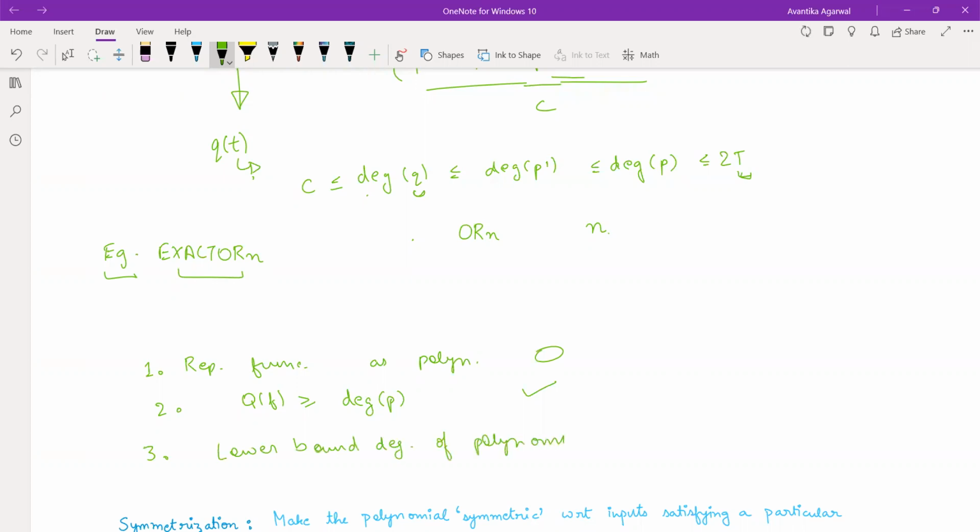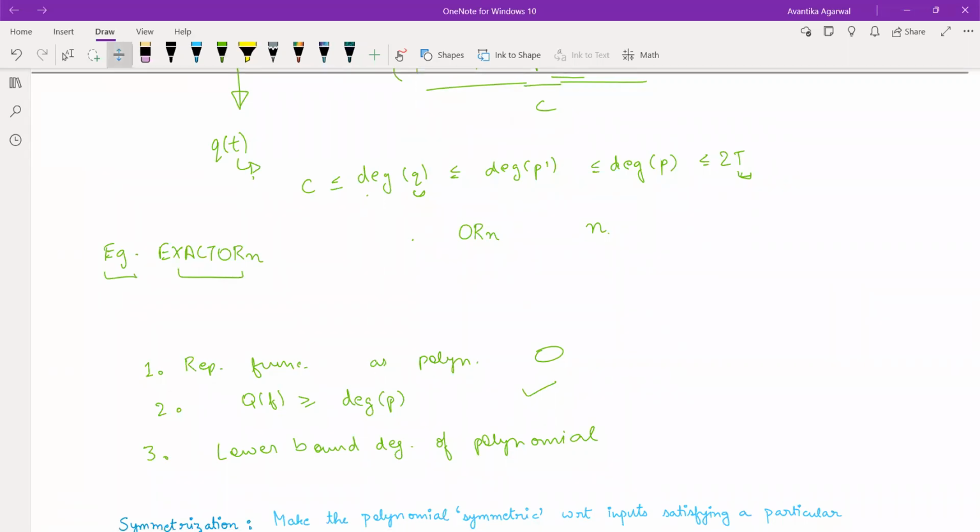Any method that we know which can lower bound the degree of a polynomial is good enough. We just need a lower bound, and there is no hard and fast rule that you have to lower bound the degree this way or that way. So yeah, we just need to lower bound the degree of the polynomial. In summary, this is the polynomial method.